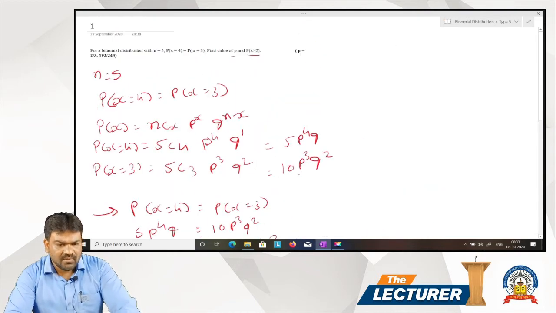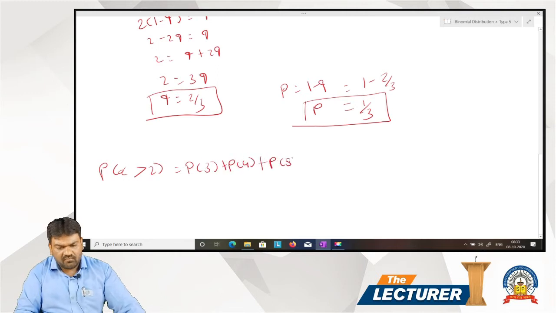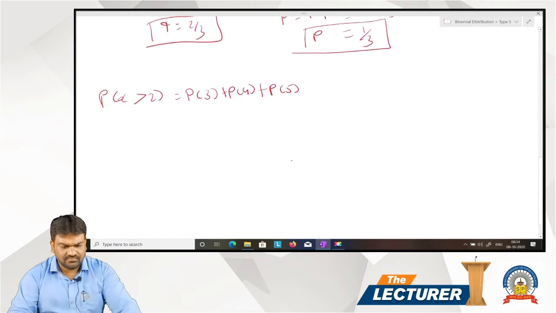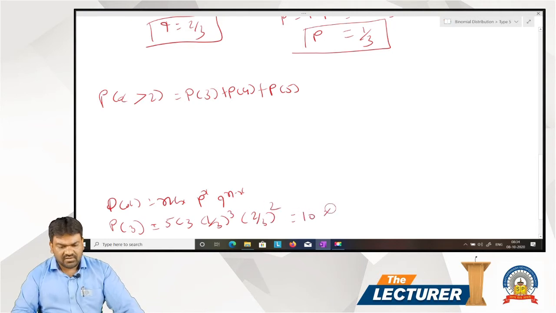Now we have to find out P of x greater than 2. P of x greater than 2, that is P of 3 plus P of 4 plus P of 5. First of all, the probability function, P of x is equal to nCx, P raised to x, Q raised to n minus x. P of 3 is equal to 5C3, P is equal to 1 by 3 raised to 3, Q is equal to 2 by 3 raised to 2. 5C3 is 10, 1 by 27, 4 by 9. 40 by 27 multiplied by 9, that is 243.